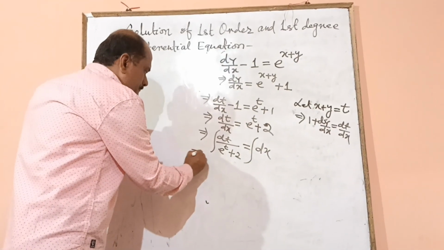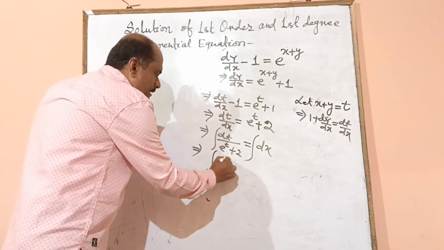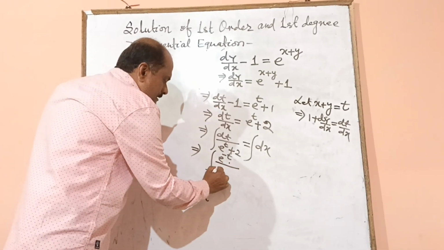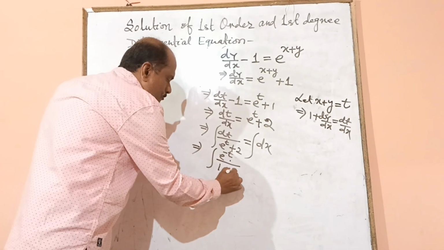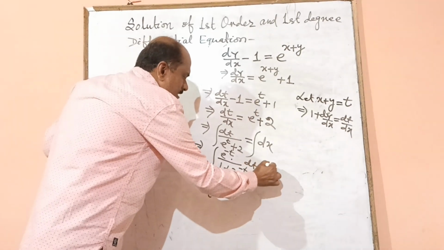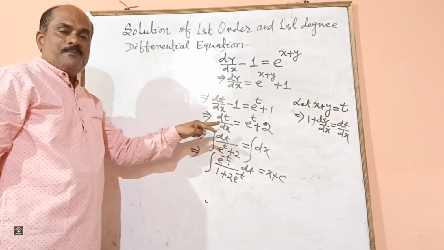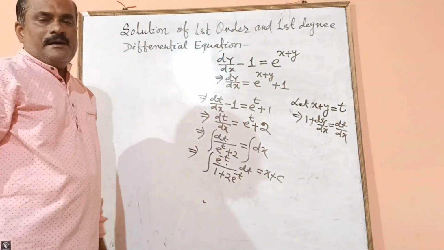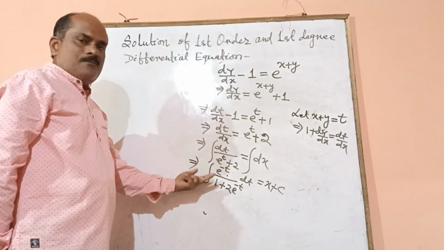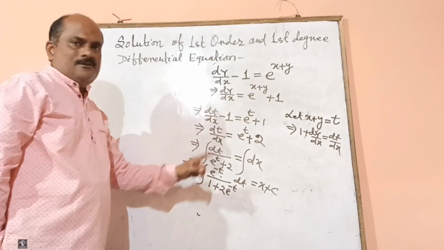Implies integration of 1 by (e to the power t plus 2) dt is equal to x plus c. I take e to the power t as 1 by e to the power minus t for making integration by substitution. 1 by e to the power minus t, cross multiplication. This value is e to the power minus t by (1 plus 2 e to the power minus t).